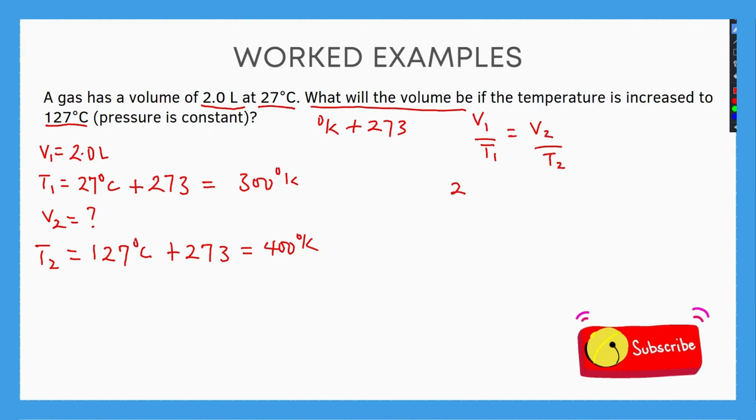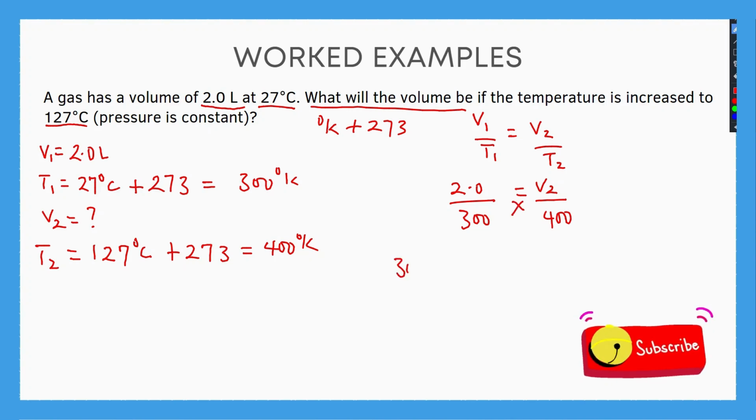V1 is 2.0 divided by T1, T1 is 300, which is equal to V2, which is unknown, divided by T2, which is 400. So at this point, we can cross multiply. If we do, it becomes 300 times V2 is equal to 400 multiplied by 2. So we have 300 V2 being equal to 800.